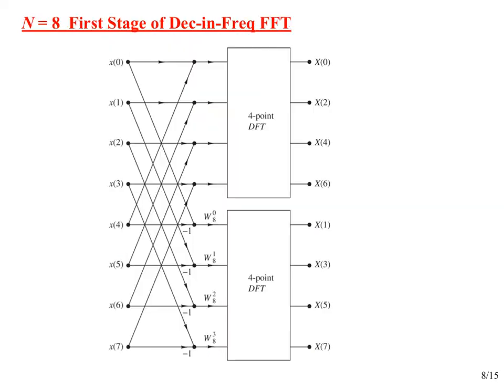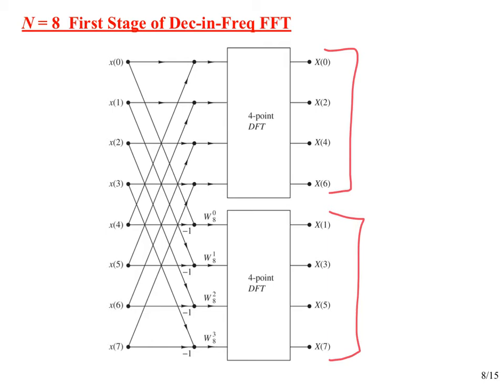So let's go to the slide where we apply this idea to an 8-point decimation in frequency. When we apply this first step, you can see that we get that evens and odds split on the output side, whereas the decimation in time started by splitting the input into even and odd.